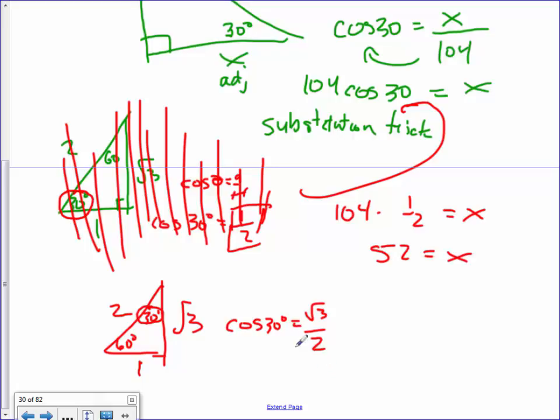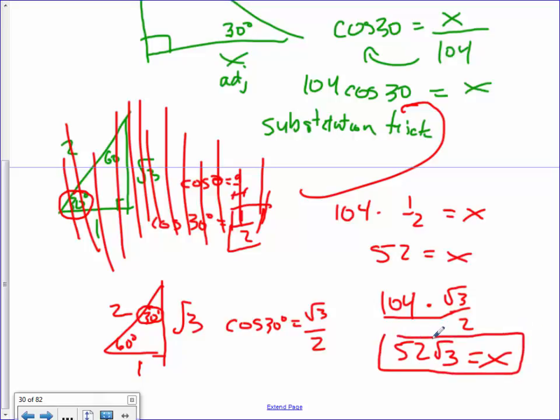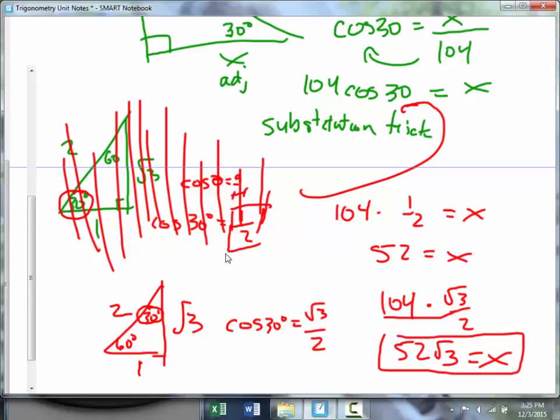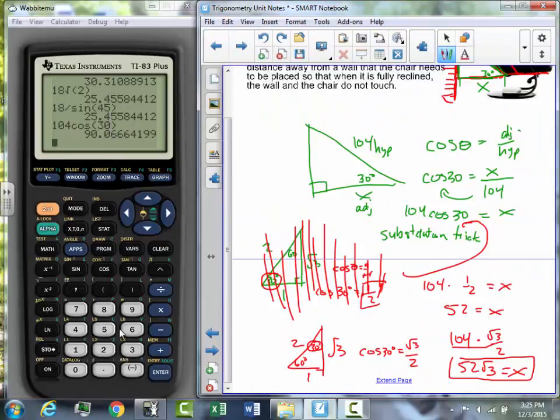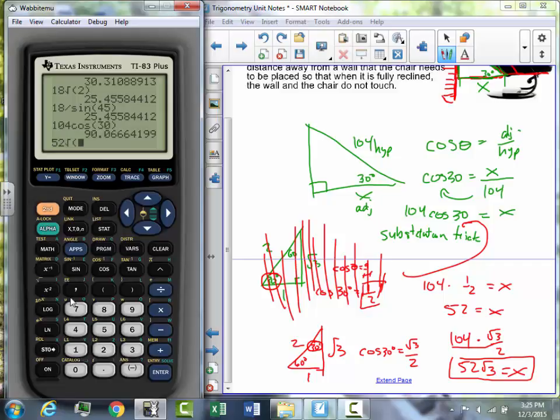So, okay. I drew the triangle wrong the first time. Rather than cosine of 30 being 1/2, apparently cosine of 30 is root 3 over 2. So that means my final answer should be 104 times root 3 over 2. One more thing. 104 and 2 actually can divide by each other. So I could simplify that and call it 52 root 3's. Okay, hopefully this is the answer I'm looking for. Boy, I'm sorry, guys. 52 root 3's. About 90.0666 kind of thing.